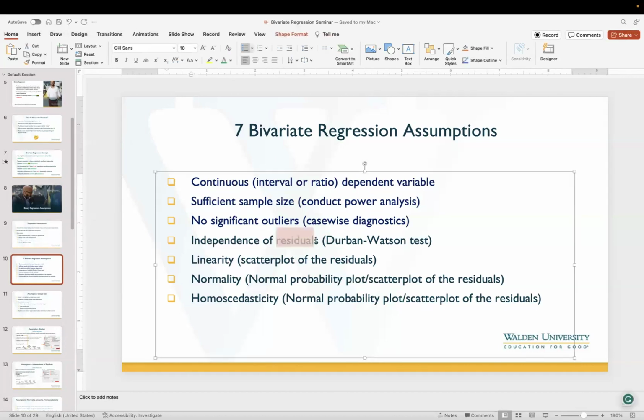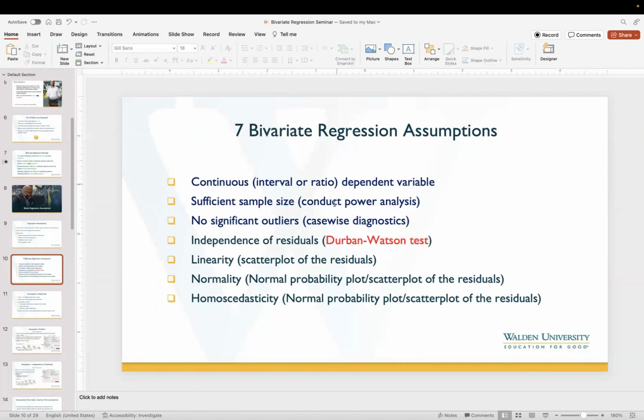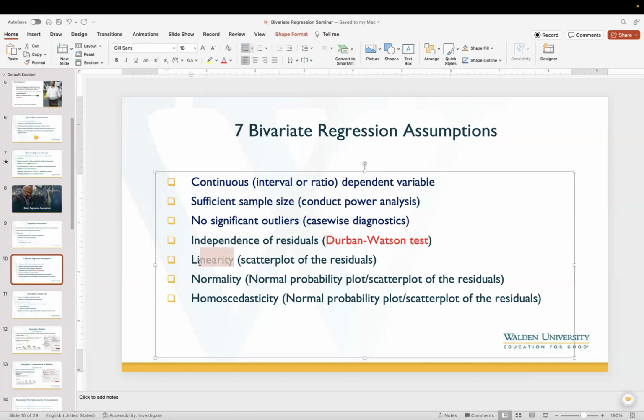Something called independence of residuals. Remember the residuals? We said that they were the difference scores. Remember my true score of 3 and your score, that's a residual. And those should be independent of each other for every observation, okay? And we'll talk about how you can assess that with something in SPSS called the Durbin-Watson test, okay? Of course, linearity has to be assessed. Linearity is assessed by something called a scatter plot of the residuals, okay?